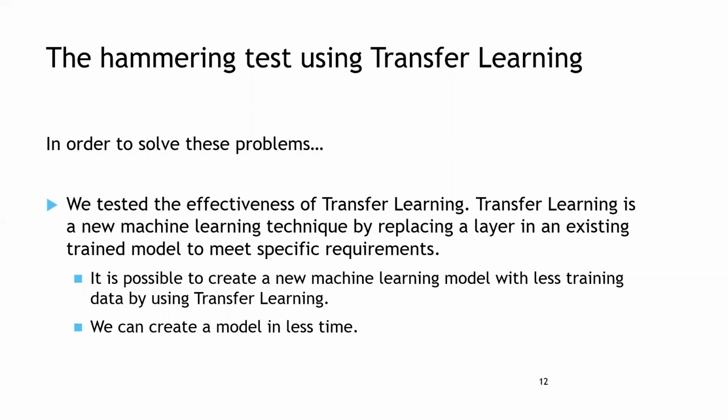In order to solve these problems, we tested the effectiveness of transfer learning. Transfer learning is a machine learning technique that replaces a layer in an existing trained model to meet specific requirements. It is possible to create a new machine learning model with less training data by using transfer learning. We can also create a model in less time.